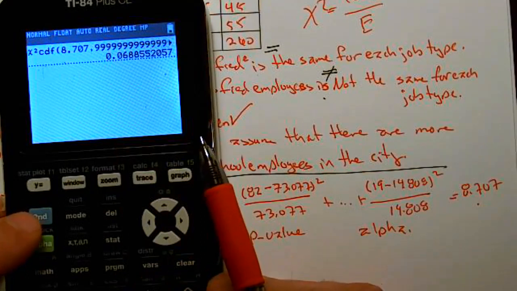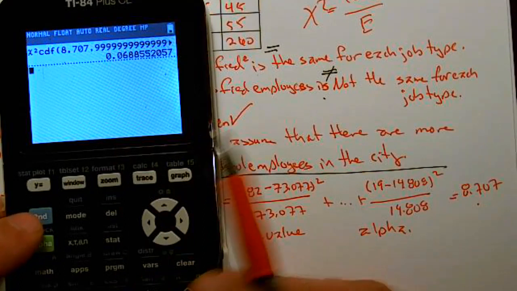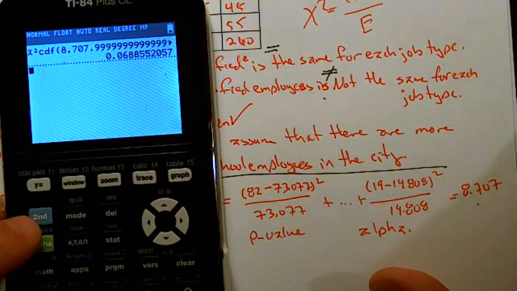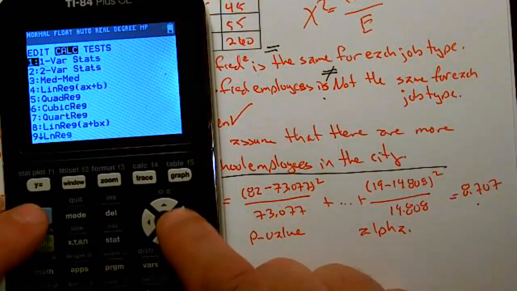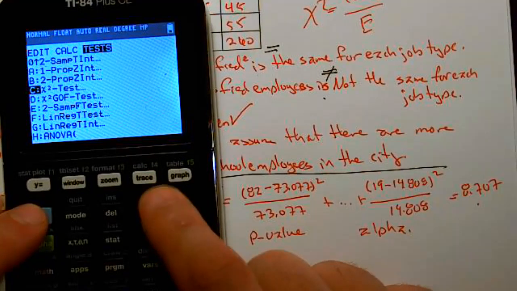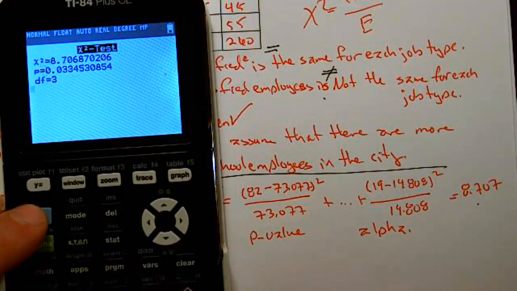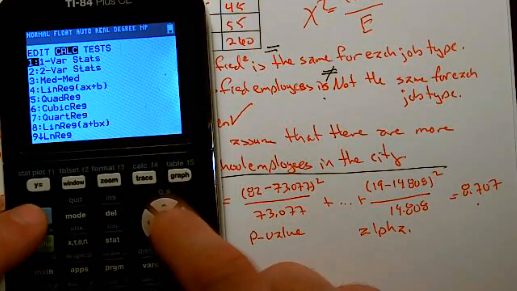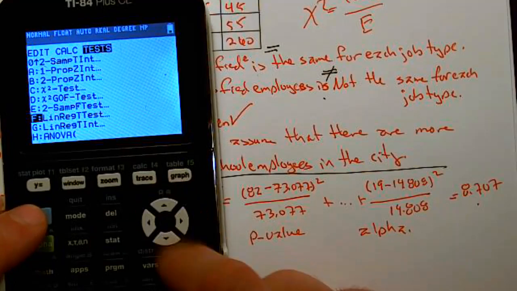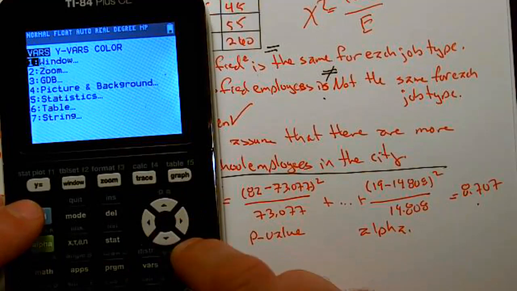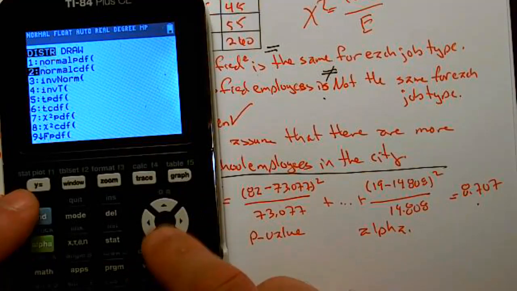How did that not work out? Stat, test, chi-squared test, calculate. 8.7068. So second vars. I was wondering where I messed up.